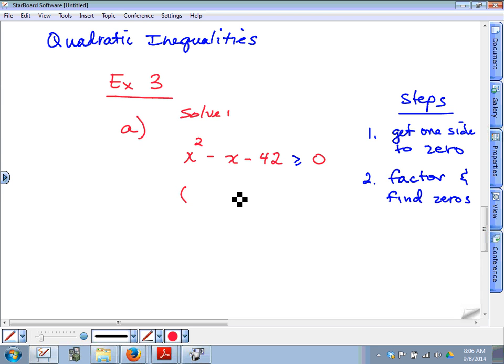What does this factor into? X minus 7, x plus 6. Good. So then the zeros would be x equals positive 7, x equals negative 6.